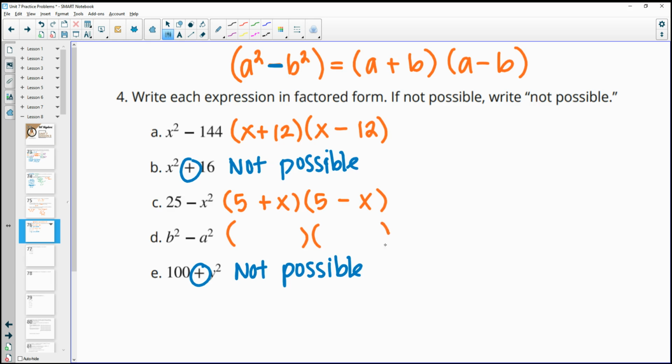And then this last one, b squared, would be b times b. A squared would be a times a. One plus and one minus. And it doesn't matter if you switch the plus or minus around. I certainly could have written b minus a times b plus a. What you need to make sure is that you have one of each: one is a plus and one is a minus.